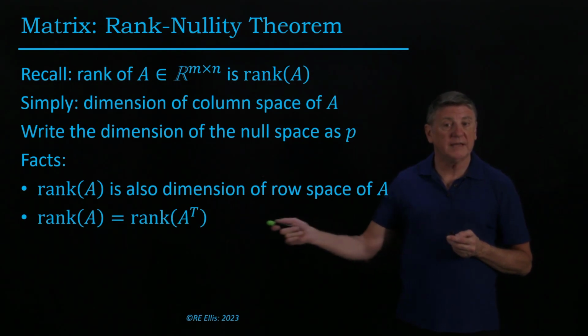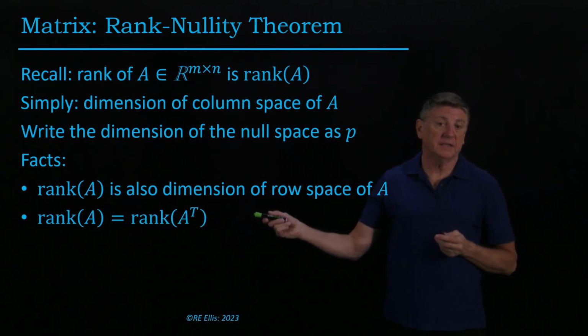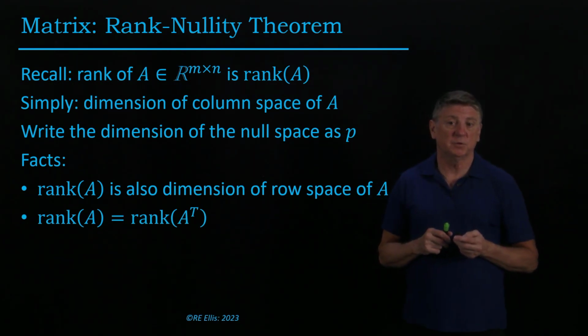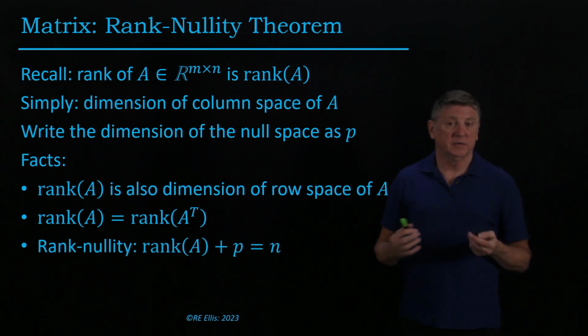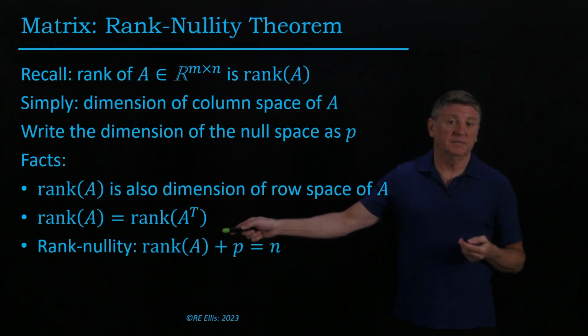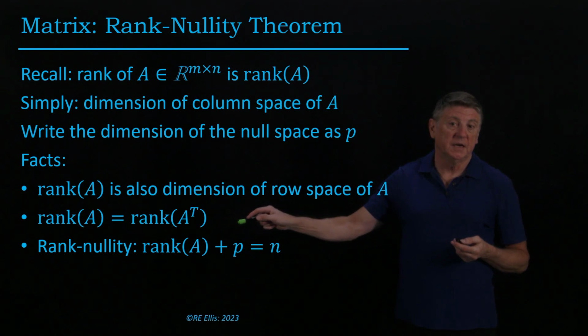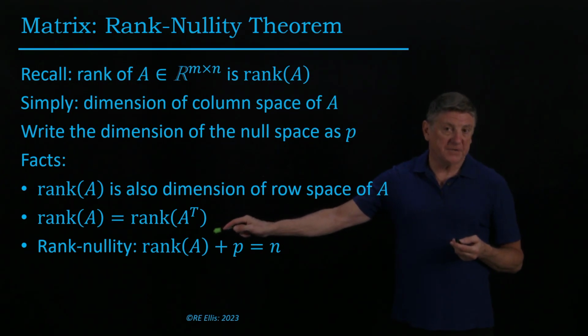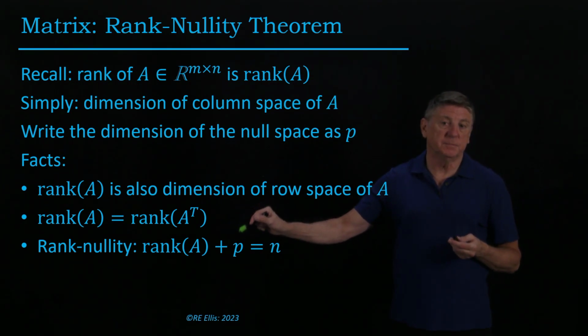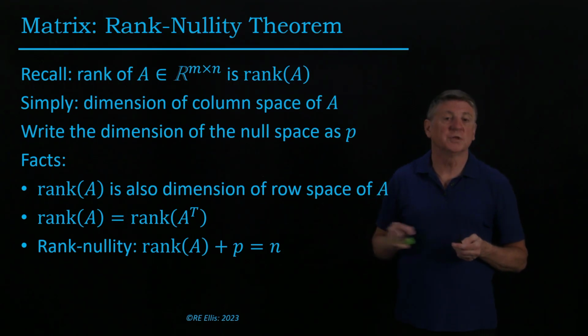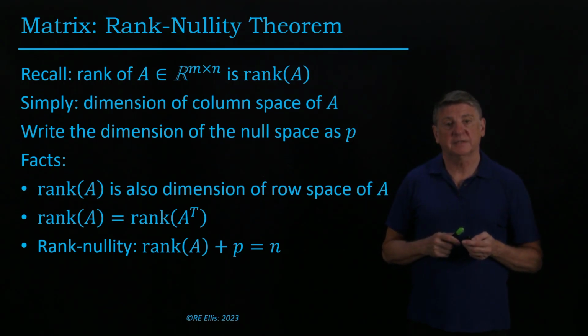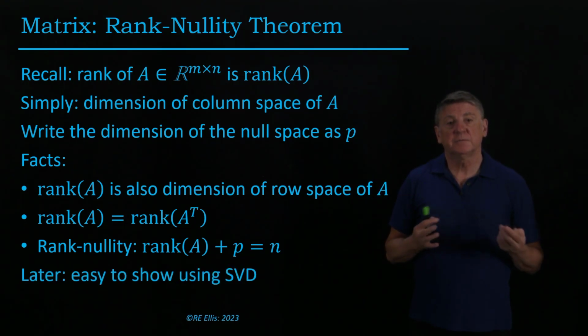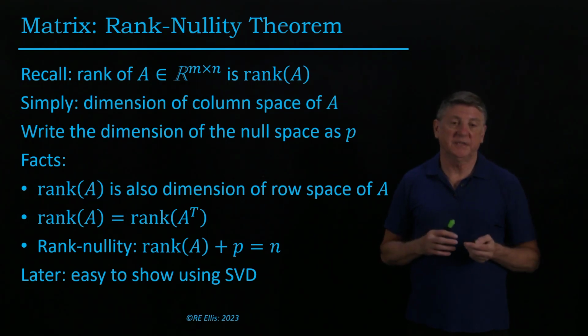One way we could write that is saying that the rank of A is the same as the rank of A transpose. The Rank-Nullity theorem is that the rank of the matrix, no matter how we measure it, plus the dimension of the null space equals the number of columns in the matrix. This can be shown later on using the SVD if we want.